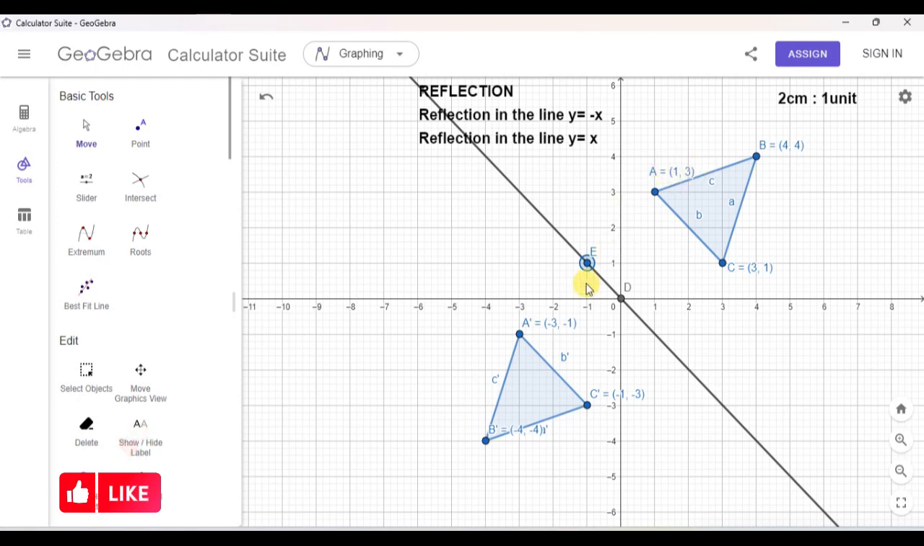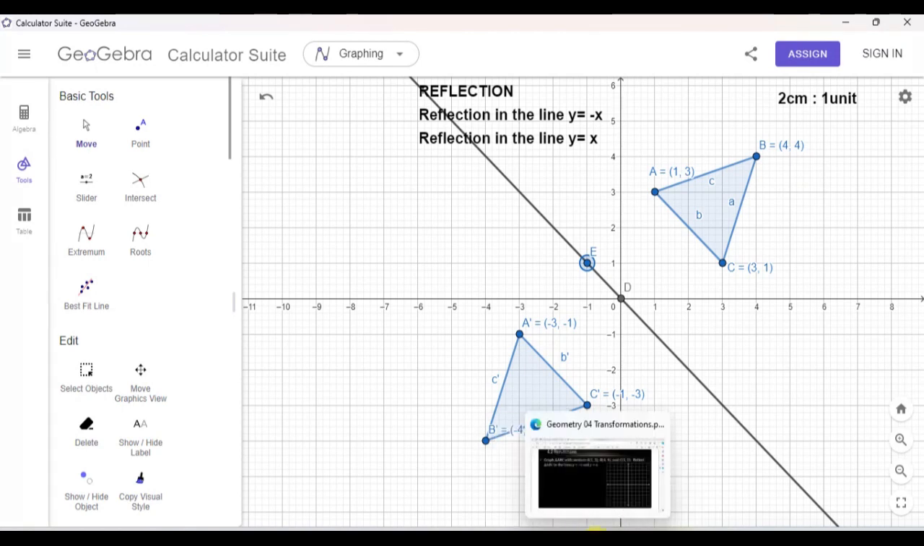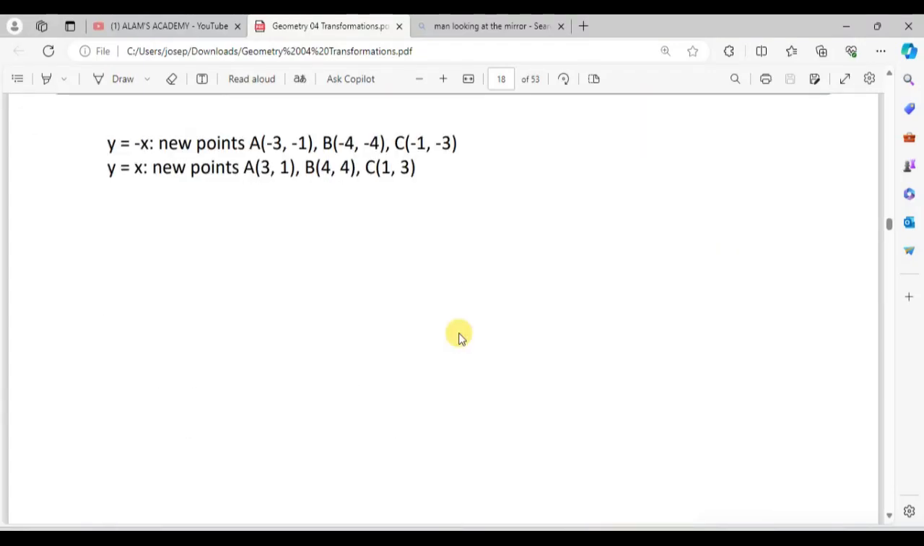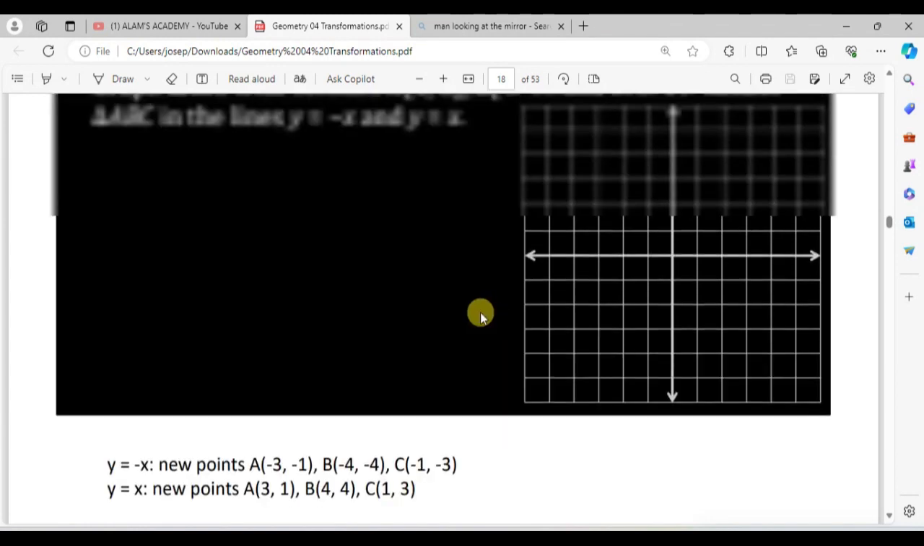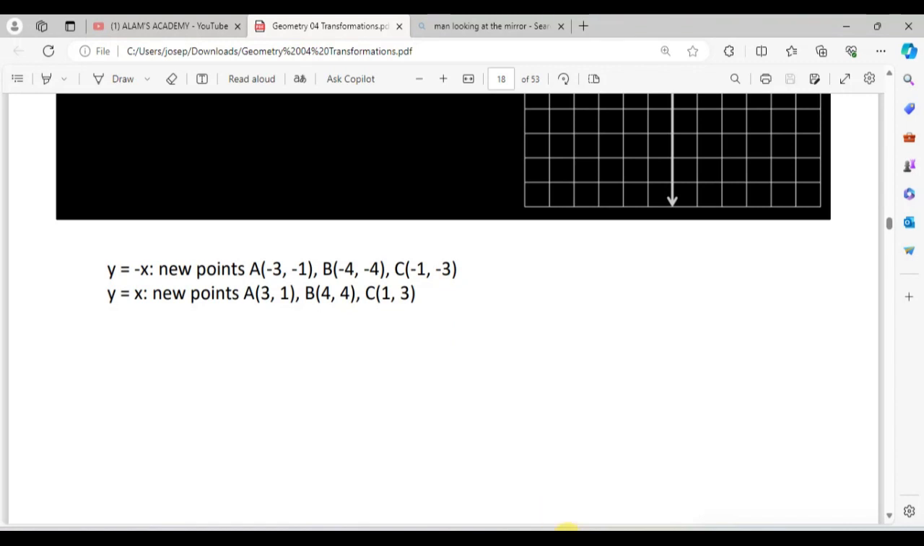So the value here is negative 1, 1. So the A becomes negative 3, 1. It means the position has been exchanged and you negate all of them. That is y equal to negative x: you exchange the positions and negate all of them. Let's see our note. The result is saying that, reflecting in the line y equal to negative x, the new points are negative 3, negative 1, negative 4, and then negative 1, negative 3. Do you see that you have exchanged the positions and now you replot them?